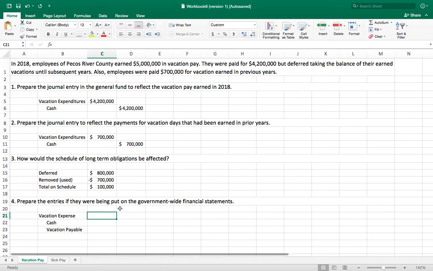And number 4, prepare the entries if they are being put on the government-wide financial statements. The government-wide statements are going to be different from the entries used for the general fund. We're going to have the expense and the liability that I mentioned earlier in the presentation. First of all, to vacation expense, we're going to debit the full $5 million. And then to cash, we're going to credit the $4.2 million that we paid. And to vacations payable, we are going to put the difference of $800,000. We're putting this into a payable because this is an amount that we are going to have to pay off in subsequent years.